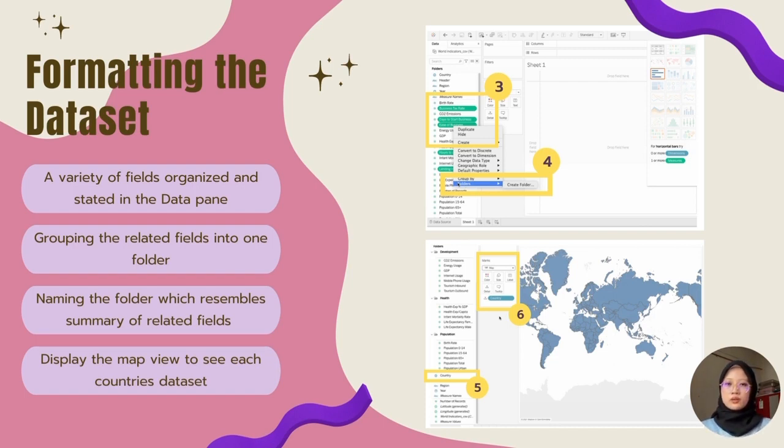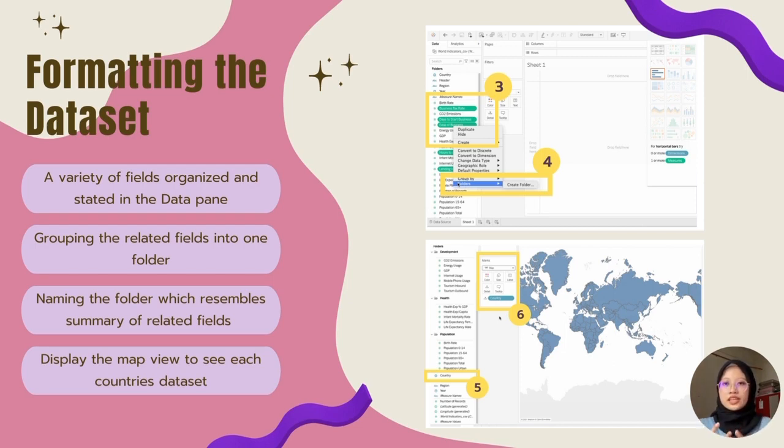And you may proceed with formatting the dataset, which is by selecting the fields such as business tax rate, days to start business, ease of business, hours to do tax, and also lending interest fields. After selecting all these fields, you need to right click to choose the folders and create a folder by renaming it as business. And then you can see all the selected fields above will be included in this particular folder.